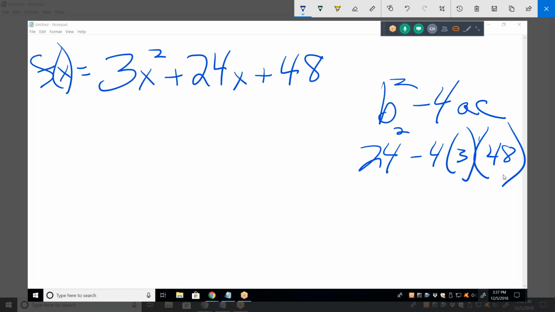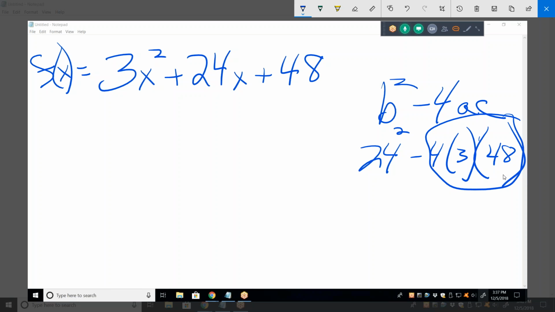I'm doing 24 squared minus 4 times 3 times 48. It says negative 552. Is that negative 552 all by itself, or is that positive? What's 24 squared? 24 squared, so that's 24 times 24. What is that equal to?